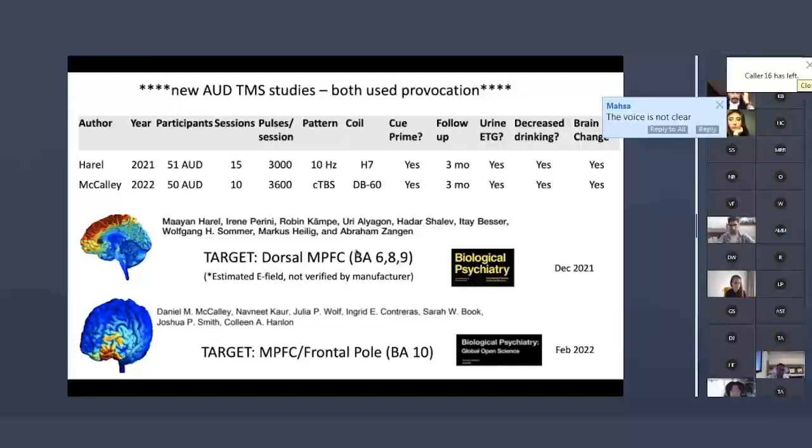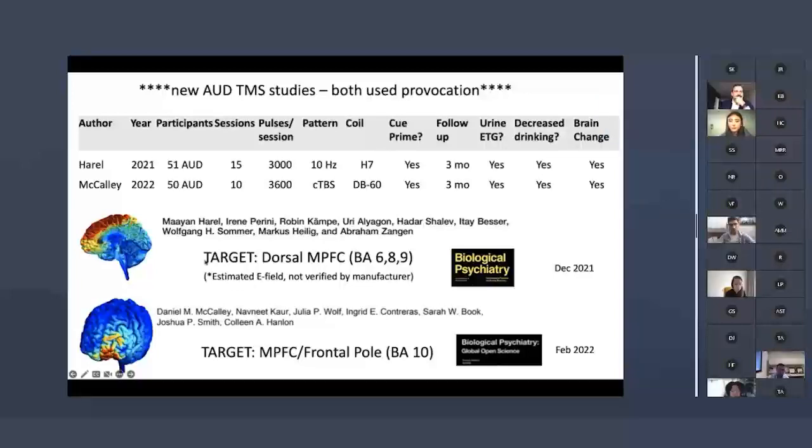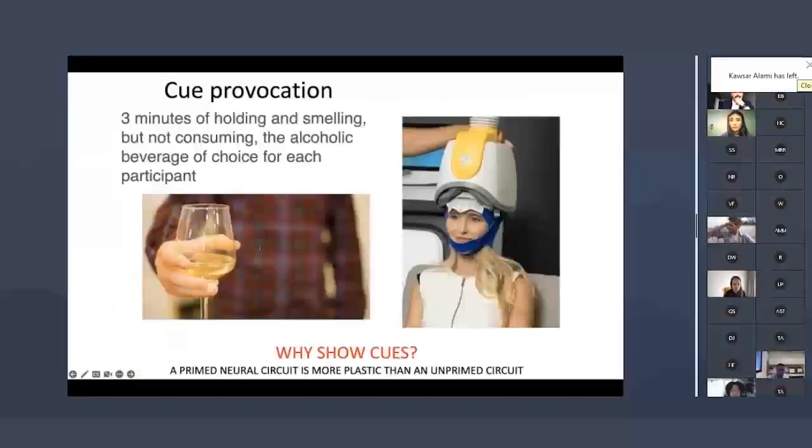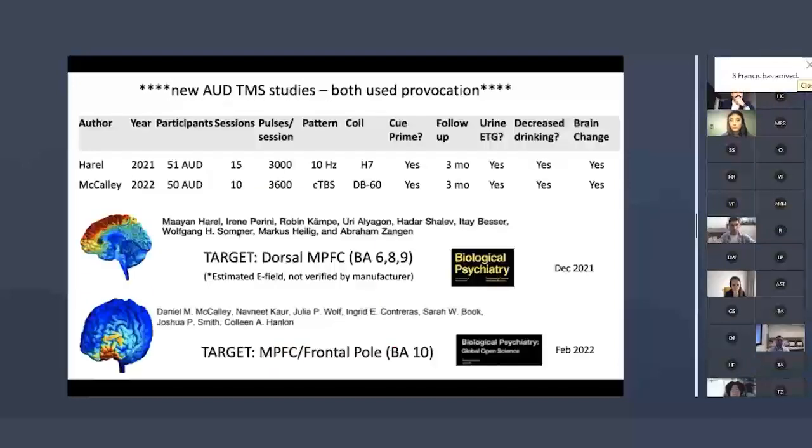And kind of the summary here in just a brief amount of time is that in both cases, at the 3-month follow-up, individuals with alcohol use disorder were drinking less, and they had less brain reactivity to cues. And in both cases, they used provocation.